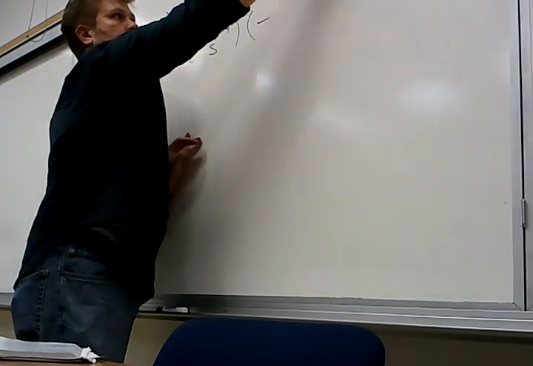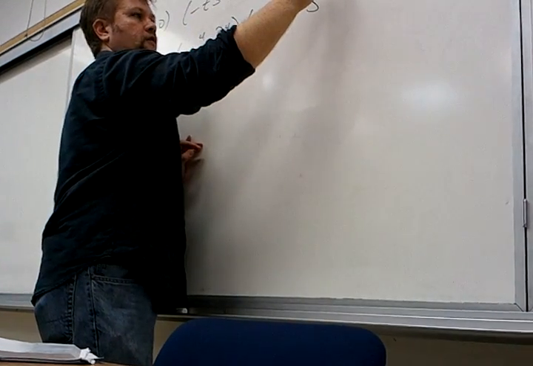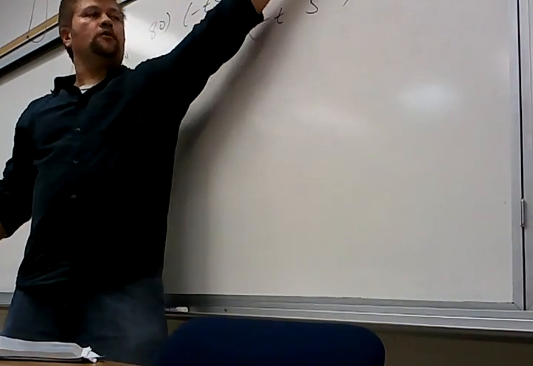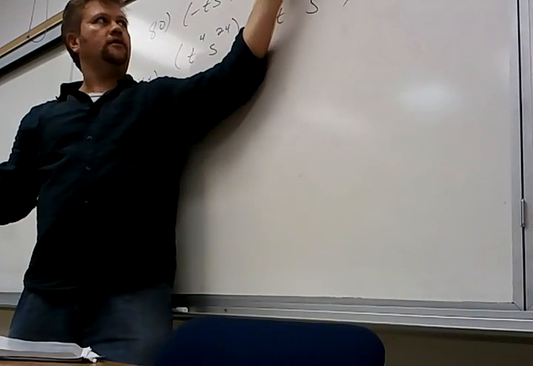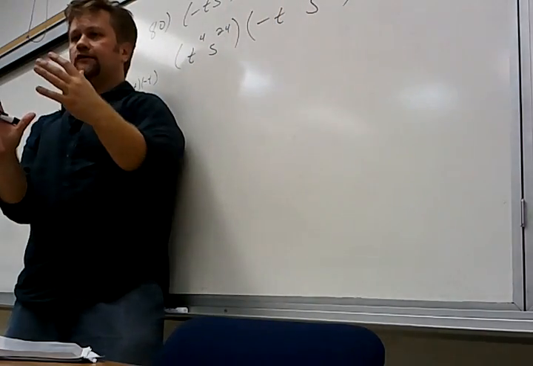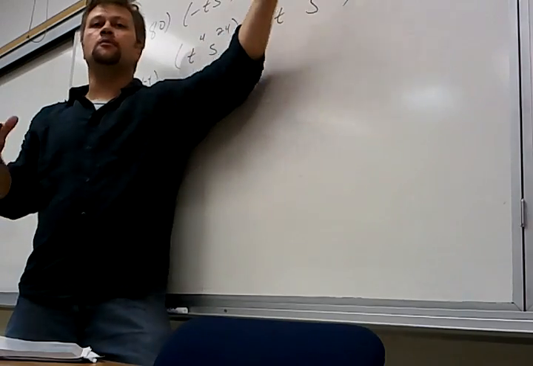t to the 9. s to the, careful, 15. That's the other really easy thing to do here. You're not cubing 3. And you're not cubing 5. You're cubing s to the 5th. 3 s to the 5ths is 15 s's total, right? When you raise something with a power to a power, you multiply the powers.